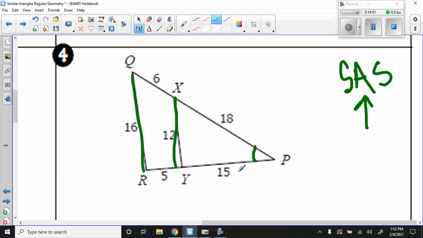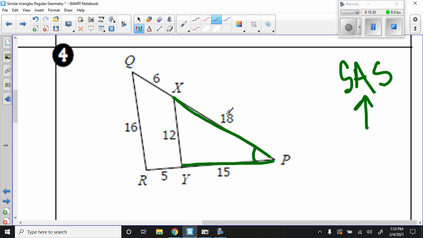Now let me tell you why. Because in SAS the angle has to be between the two sides. Now look at this green angle here. That angle is between the sides with an 18 on it and a 15 on it. Therefore, we're testing the top sides and the bottom sides.